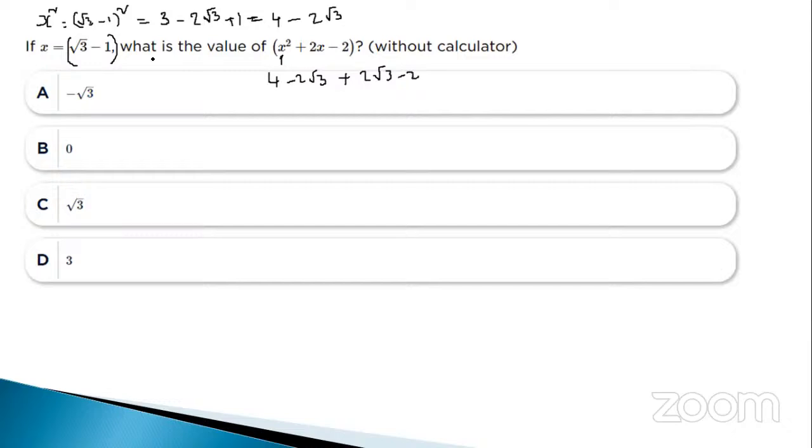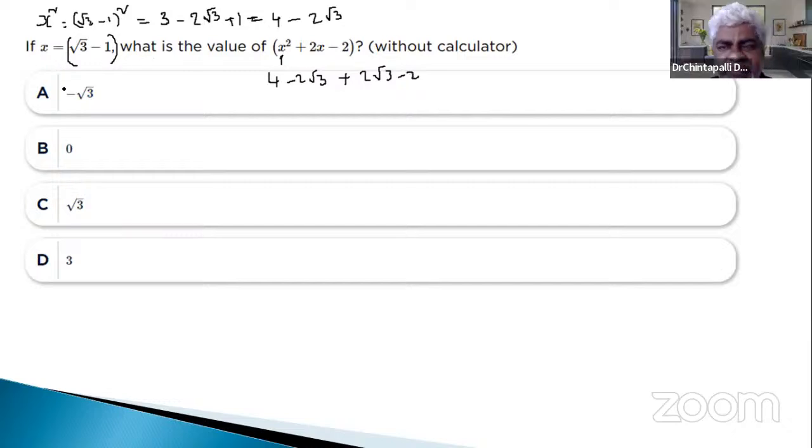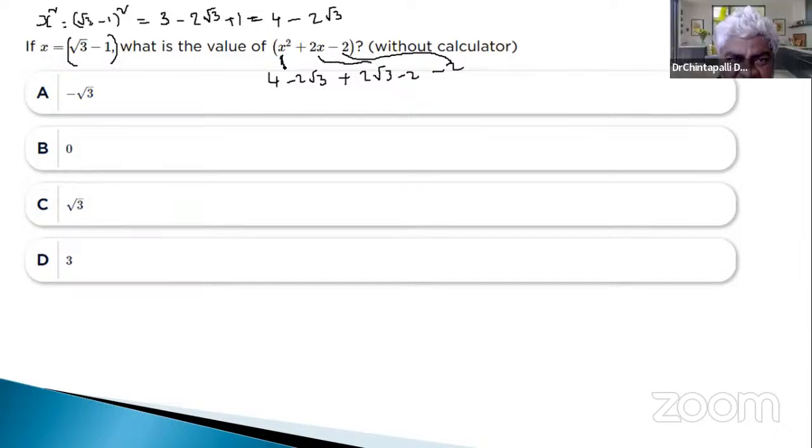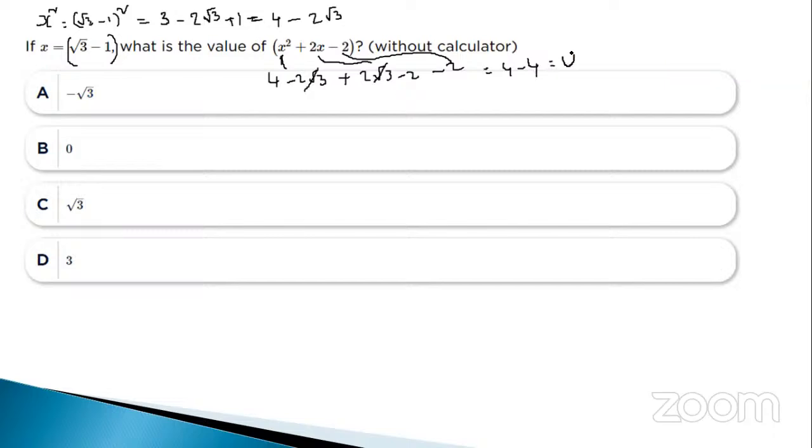x is equal to √3 - 1, multiplying both sides by 2, that is 2√3 minus 2. And again minus 2 is there. This is 2x, that is 2√3 minus 2. This is x square. Now plus 2√3 and minus 2√3 get cancelled. Very good. 4 minus 4 is equal to 0.